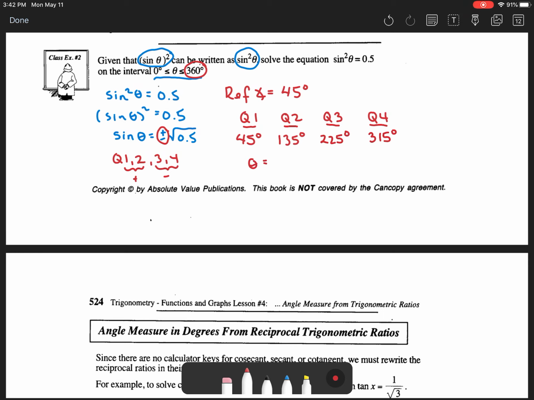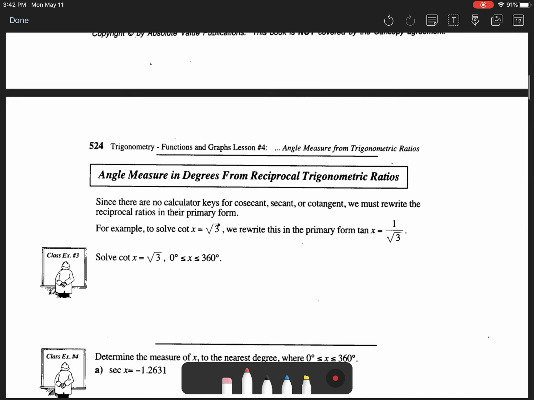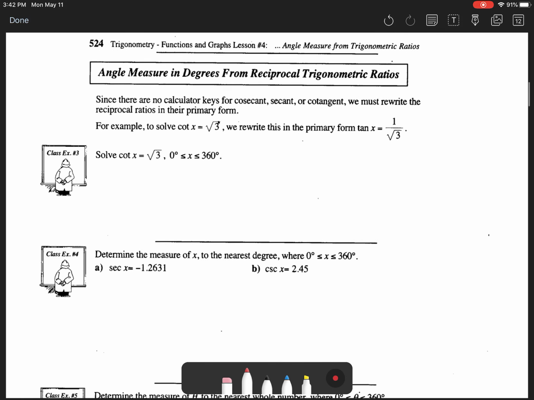So again, I'm talking about theta in this question. That is my variable or unknown. So theta equals 45 degrees, 135 degrees, 225 degrees, and 315 degrees. And there are your 4 solutions for this question.